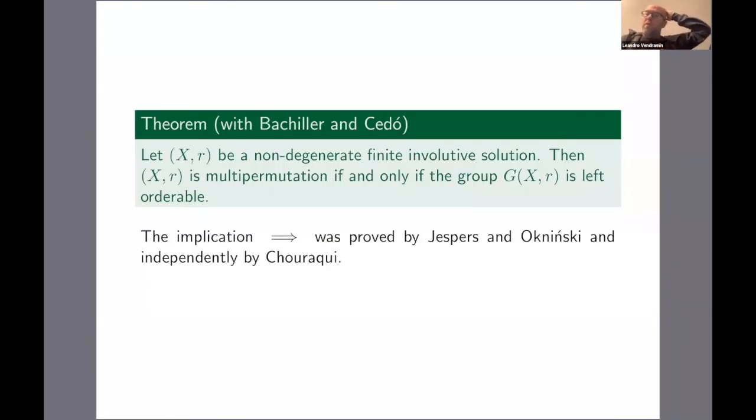And what we did was to prove that if you have a non-degenerate finite involutive solution, then this will be a multi-permutation solution if and only if the structure group of the solution is left orderable, okay? One implication was known from maybe 2004, I think, proved by Jespers and Okniński and independently by Chouraqui. But the other one, which is the one that we proved, was not known, okay? And this is quite interesting because you can use this to study multi-permutation solutions. Let me show you how.